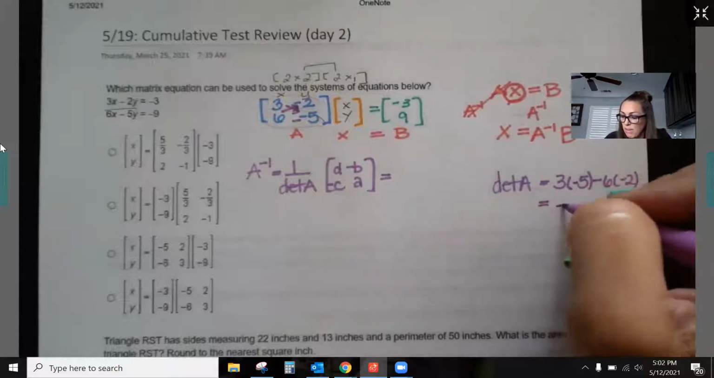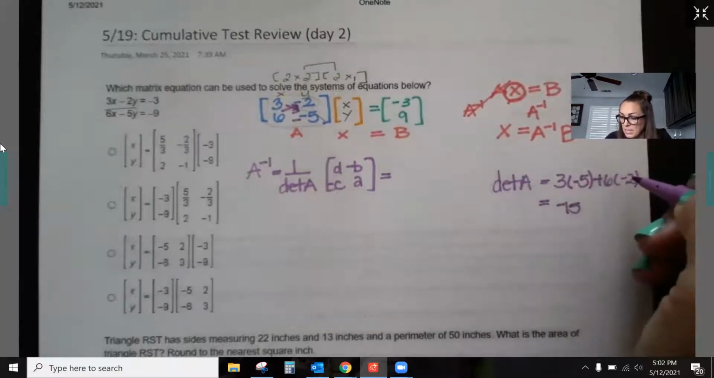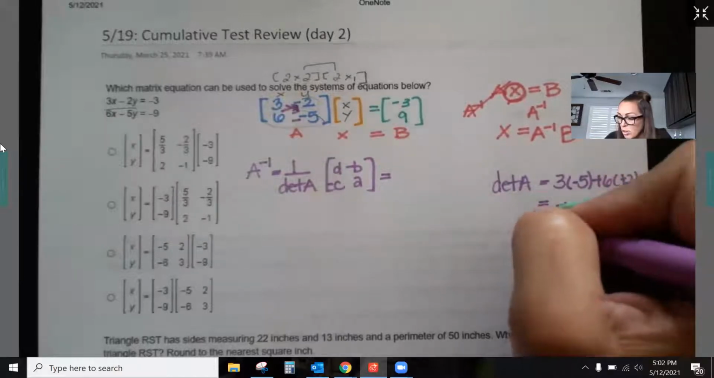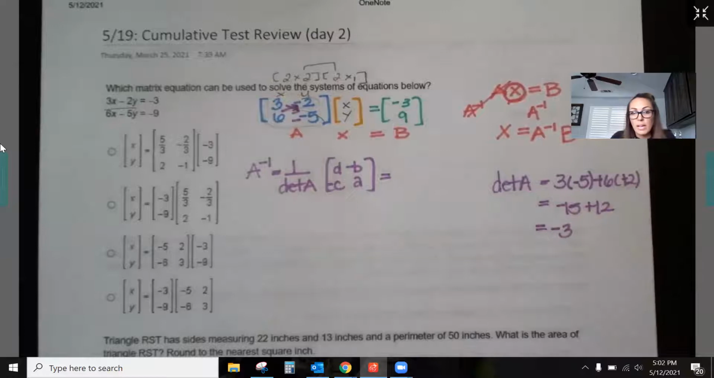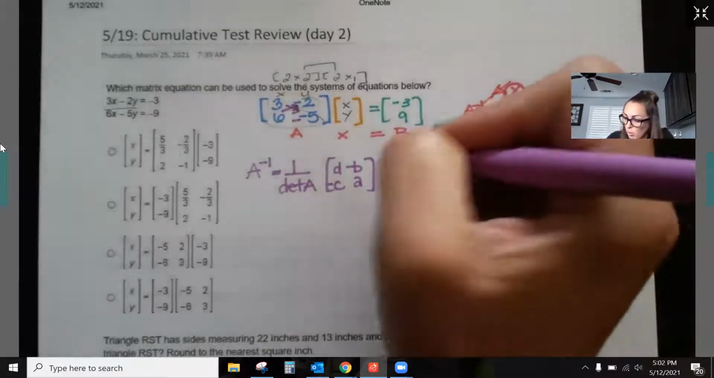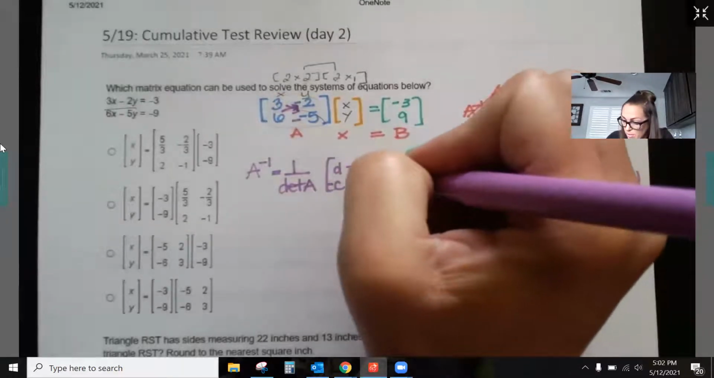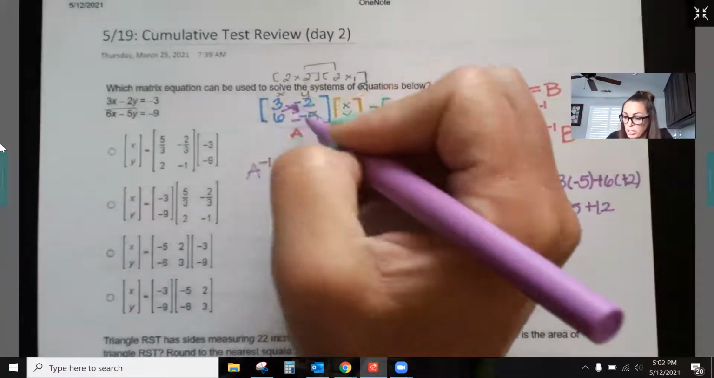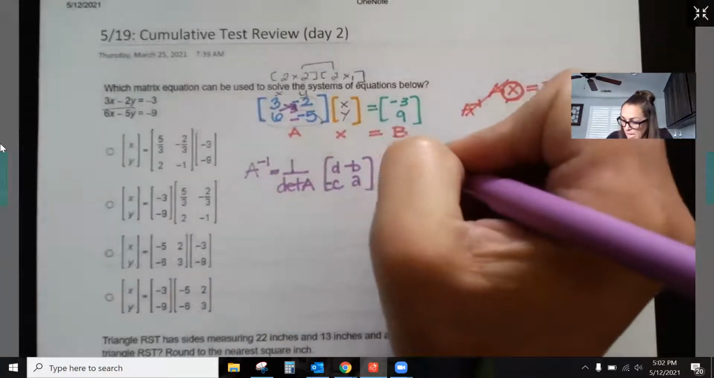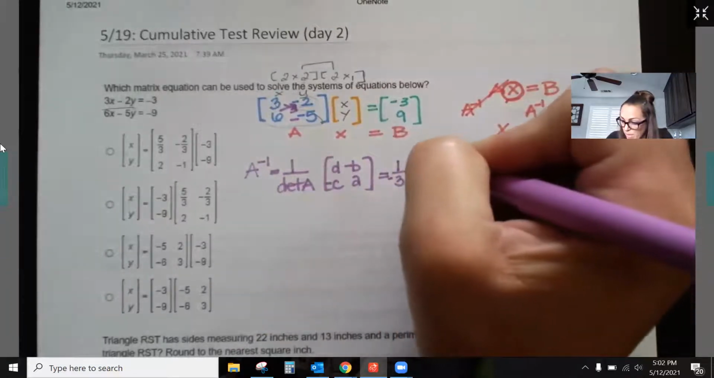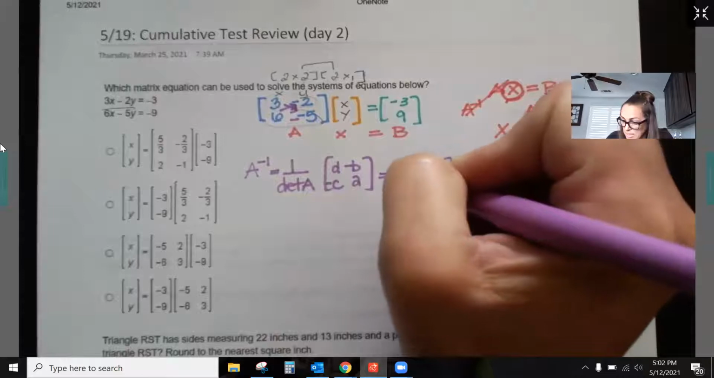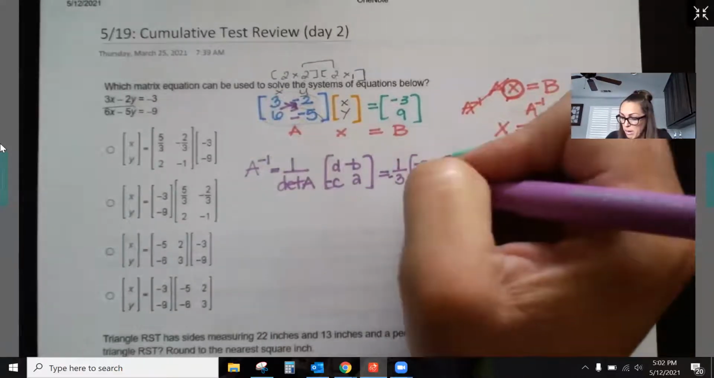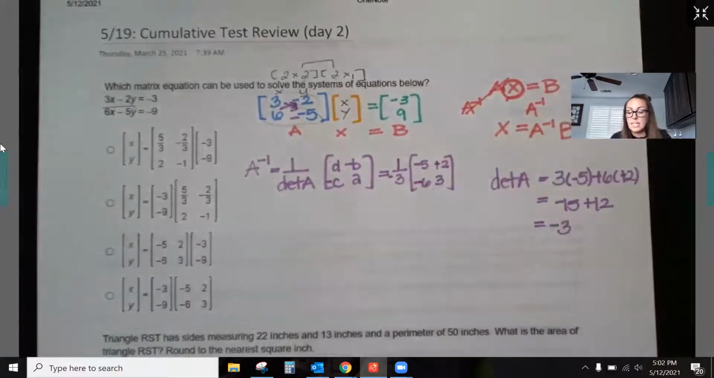So 3 times -5 is -15, and a -6 and a -2 become positive, so +12, and my determinant is -3. So I end up with 1 over my -3 times, I switched my 3 and my -5, so it's a -5 and a 3. My -2 and 6 are going to become the opposite sign. So since this was a negative, it becomes a positive, and this positive becomes a negative.